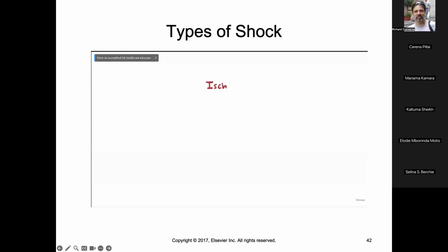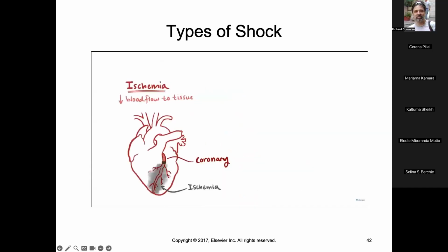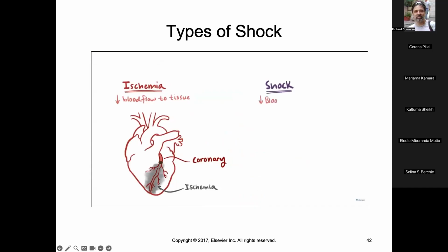So when we talk about ischemia, we're usually talking about this lack of blood flow to a specific area of tissue. So maybe like with a heart attack, a coronary artery in the heart gets blocked that supplies the left ventricle with blood. So that localized area of heart tissue doesn't get enough blood and oxygen, and that damage is localized to that left ventricle. Shock is like ischemia, but on a global scale.